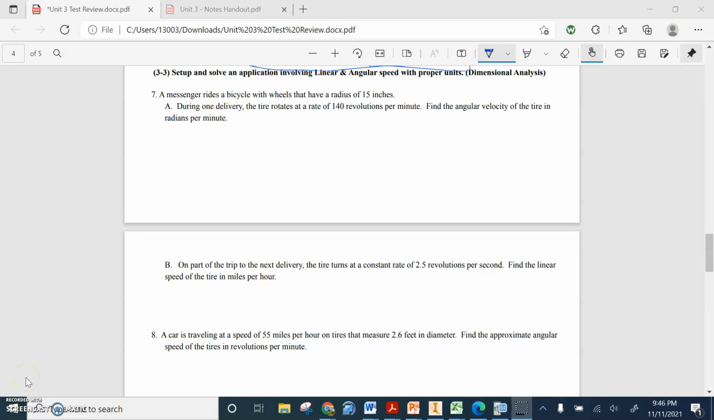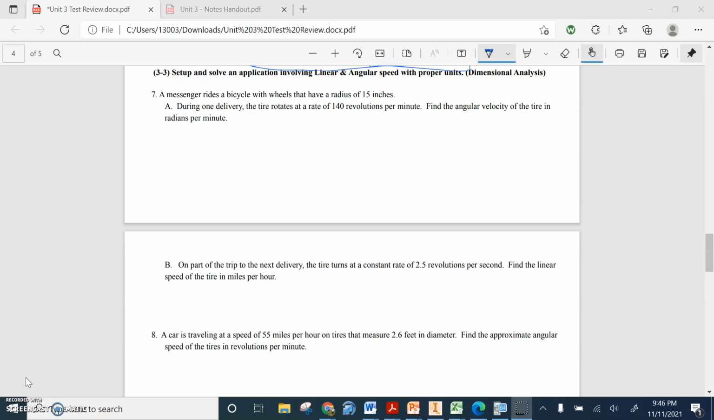All right, you guys, we're finally into unit lesson 3-3. Unit 3 is all about trig. So what we're going to do now, though, is we're going to shift gears and look at angular velocity and linear velocity. So question 7 is pretty straightforward, actually.